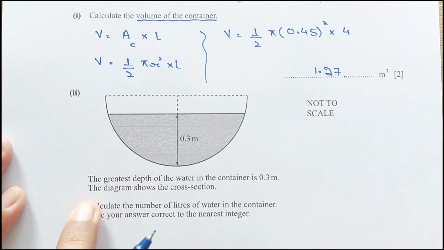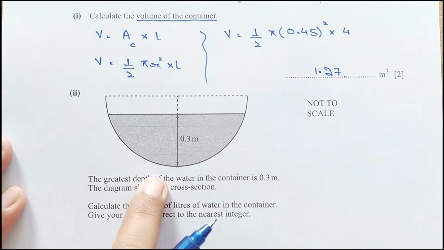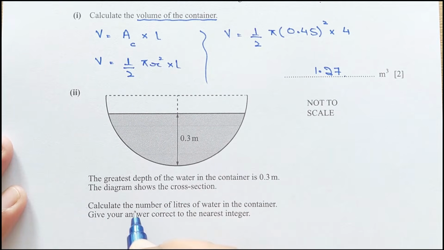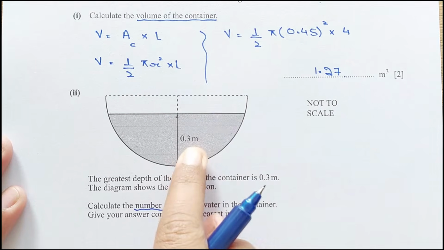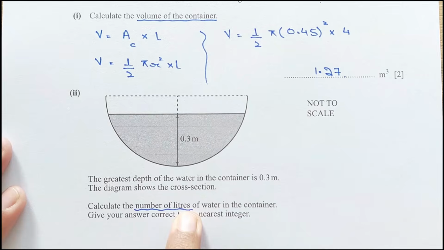Now for the second part, the greatest depth of the water in the container is 0.3 meters. This is the depth of the water. The diagram shows a cross section. The cross section is a semicircle, the same as we did in the first part. Calculate the number of liters of water in the container. The unit in the question is in meters, so we have to convert it into liters, right? Give your answer correct to the nearest integer.